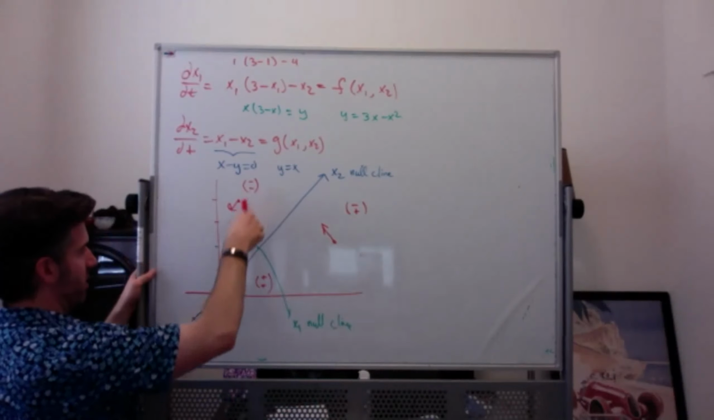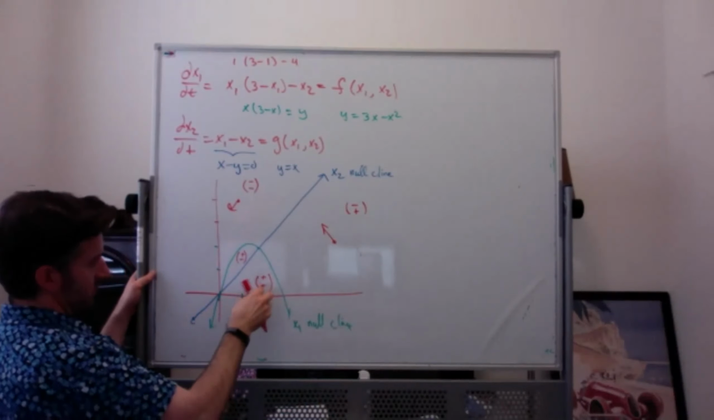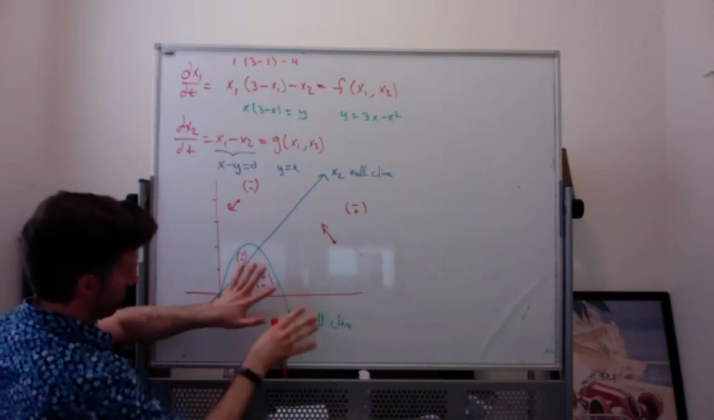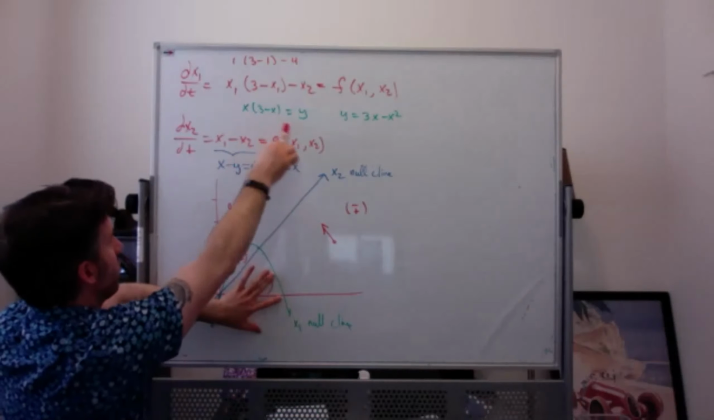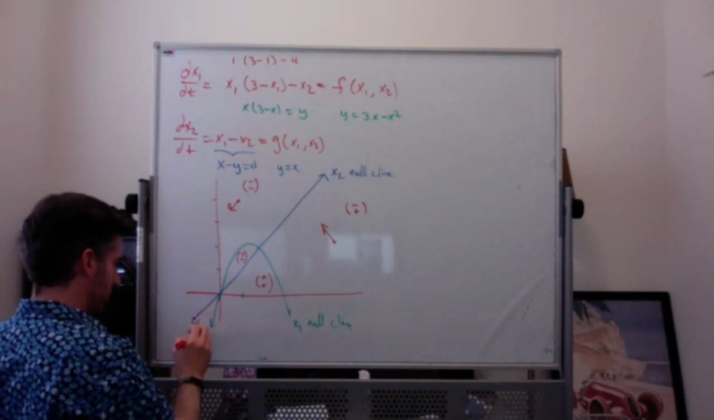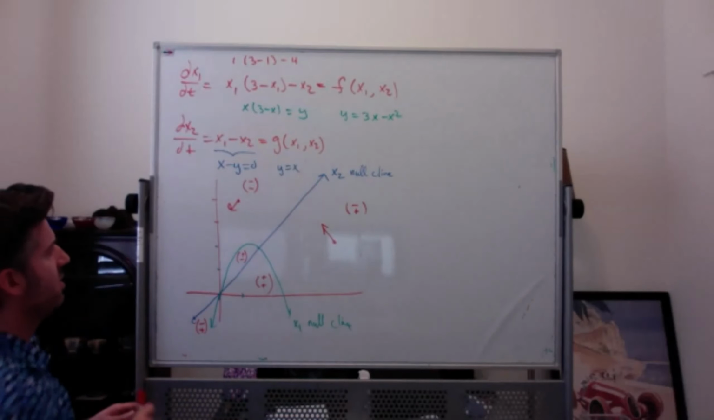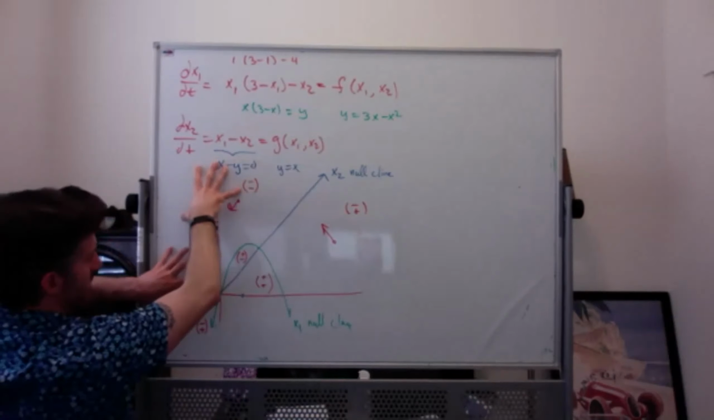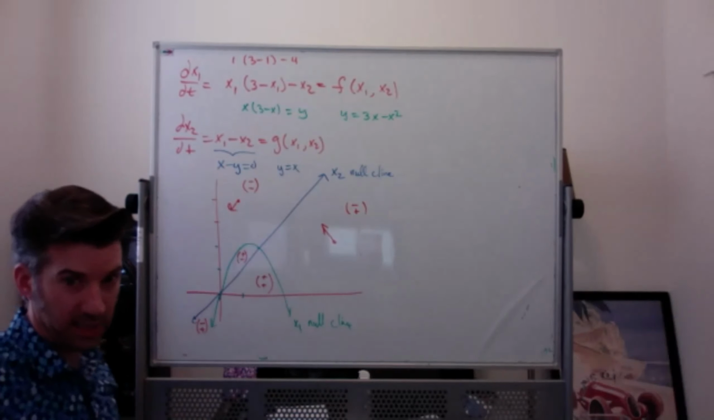So where else have I not dealt with here? Down here. If I go from this region to this other side, I'm crossing the green x1 nullcline, so the x1 thing is changing from positive to negative. And I think that's all my regions. I've got this, this, this. The red lines don't matter, those are just our axes.